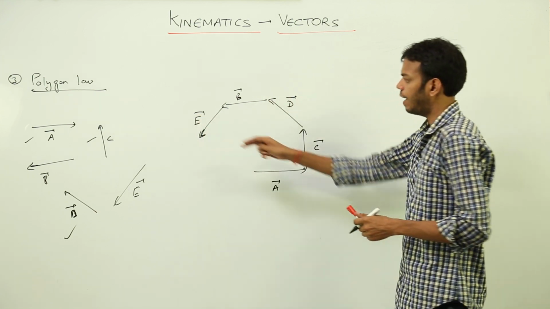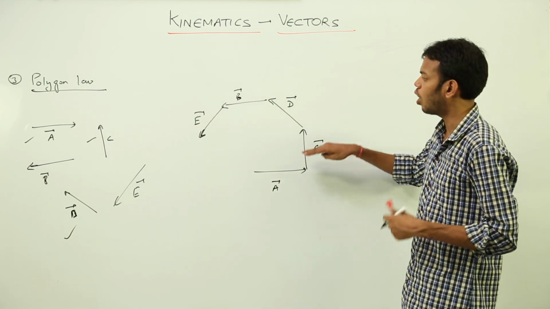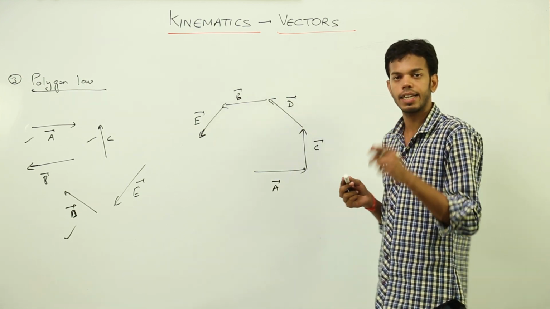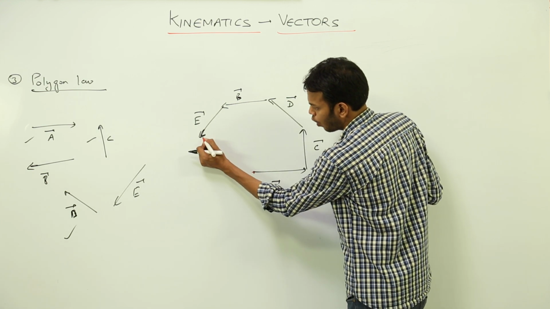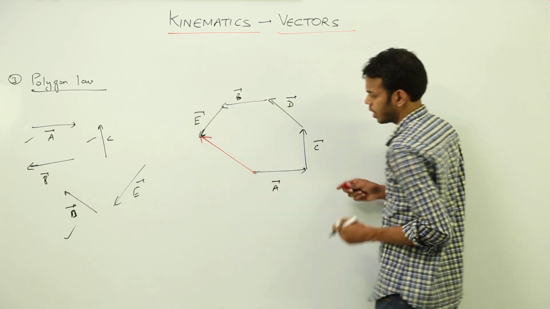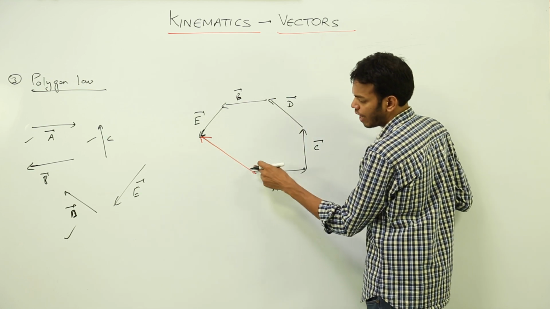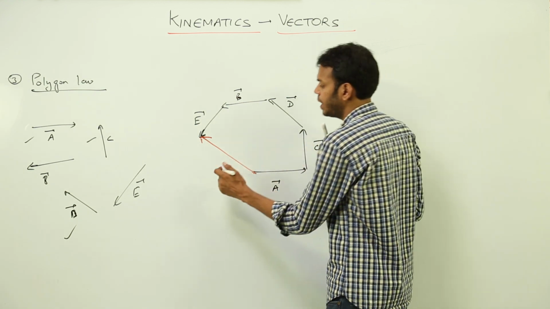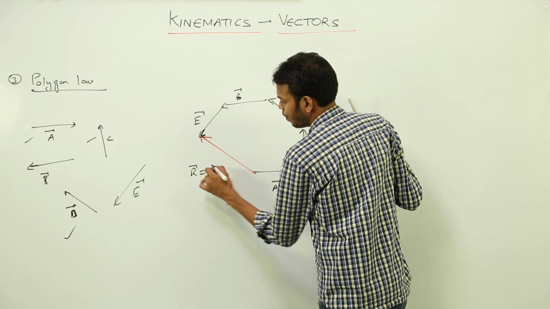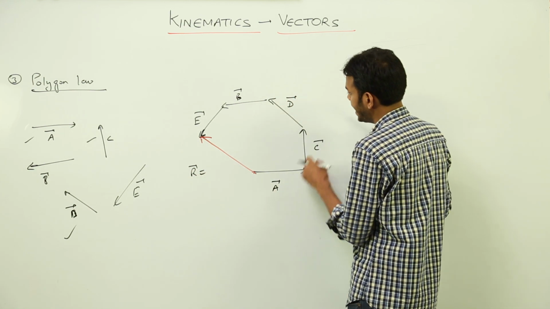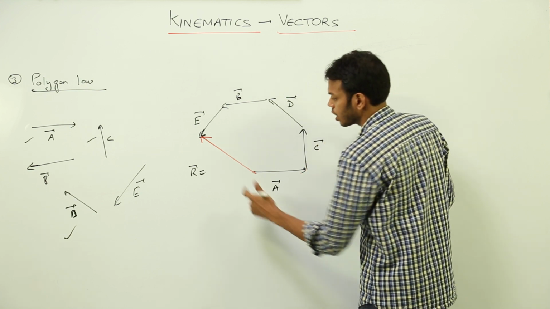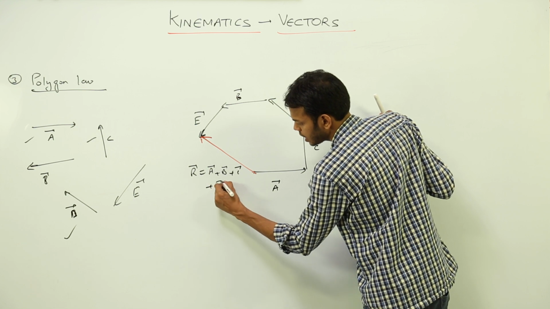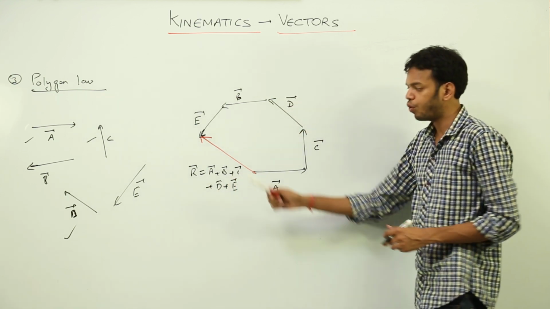So what I have done, I have taken those 5 vectors as 5 consecutive sides of a polygon taken in same order, then the resultant would be the last side of polygon taken in opposite order. The same order would have been like the arrow would have been here, but I have to take the last side in the opposite order, so this is the resultant. So this R will be producing same effect what vector A, C, D, B and E will be together producing. So this R can be written as vector A plus vector B plus vector C plus vector D plus vector E.